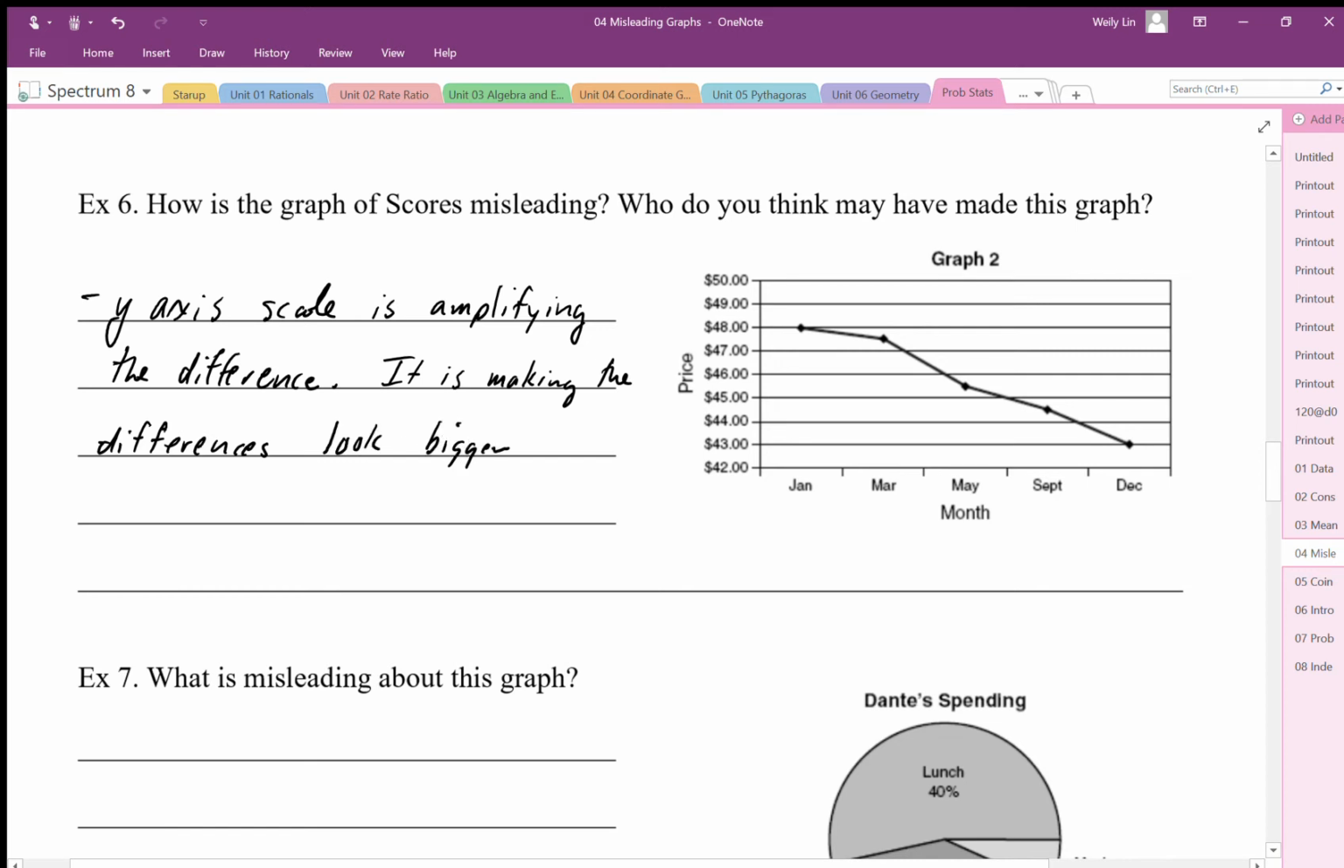Okay, so really, if we had the scale from zero, it would be a much flatter graph. It would show very little change. In fact, if you look at the numbers, there's a $5 change in the price here. So who may have made this graph? Well, maybe the person selling these goods is saying, oh, the prices are going down. It's getting cheaper and cheaper to buy whatever product they're trying to sell.